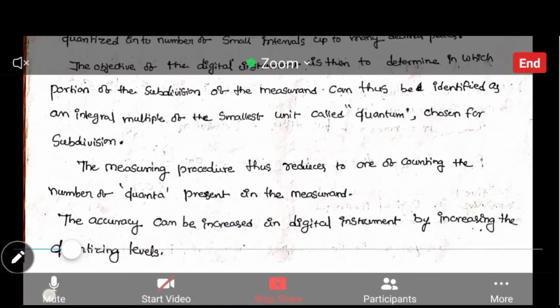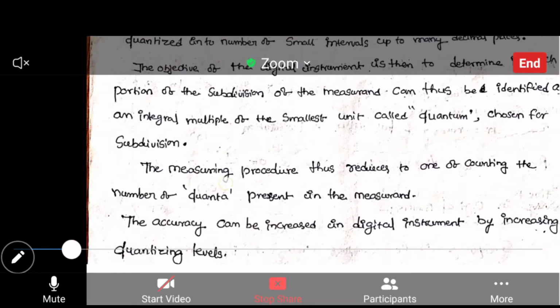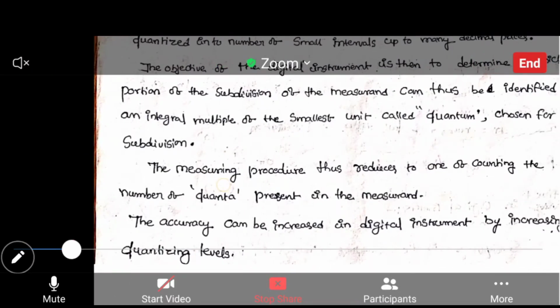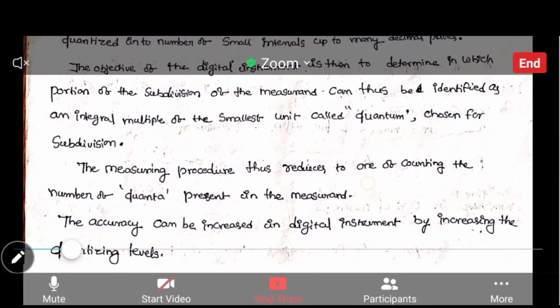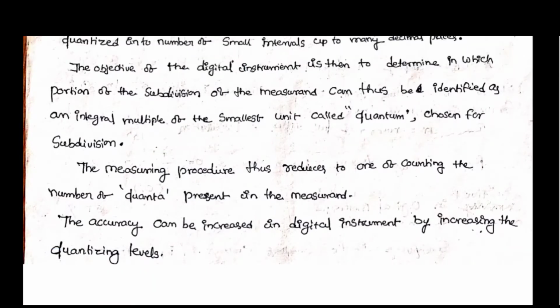The measuring procedure of this digital meter is to reduce the number of quantity to one count. That is, the measuring procedure thus reduces into one of counting the number of quanta present in the measurand. అంటే ఎన్ని మెజరెండ్ మనం సబ్డివైడ్ చేసి ఉంటాం కదా, అవి మెజర్ చేయడమే డిజిటల్ మీటర్ యొక్క మెయిన్ వర్క్.